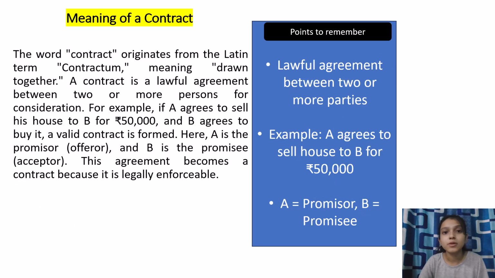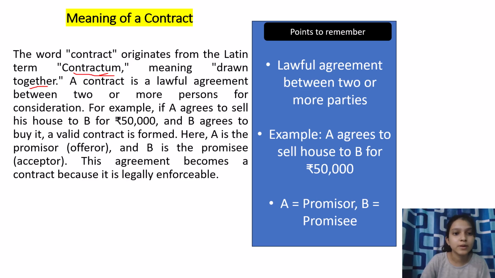Now let's move to the meaning of a contract. The word contract originates from the Latin term contractum, meaning drawn together. It is important to remember from where we have derived the word, whether Latin, Greek, or Roman. The word contract has been derived from the Latin term contractum, which means drawn together. When you are preparing an answer on contract, if you add where the term is derived from, it improves the chance of scoring good marks in exams. So we need to remember the exact origin of the term.